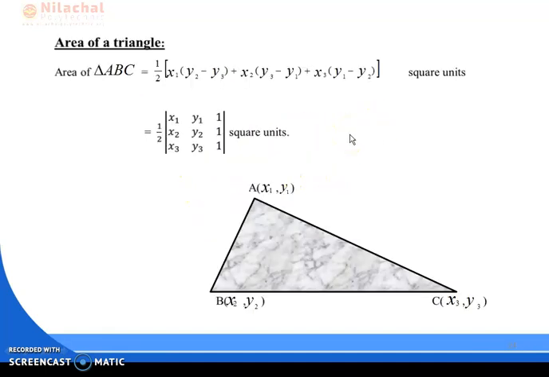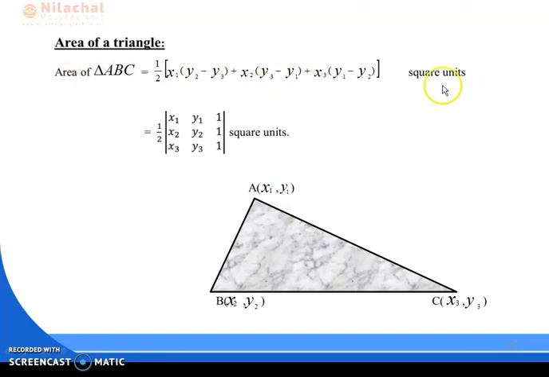Let's see, area of a triangle. Here a triangle is there, a two dimensional triangle. A is a point x1, y1. B is a point x2, y2. C is a point x3, y3. And how to find the area of a triangle? So, what is the formula? Half into x1 into y2 minus y3 plus x2 into y3 minus y1 plus x3 into y1 minus y2 square units.